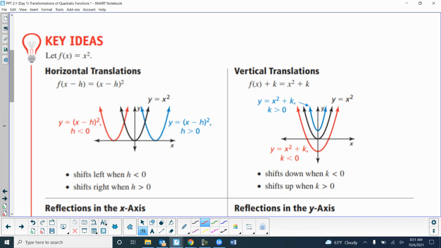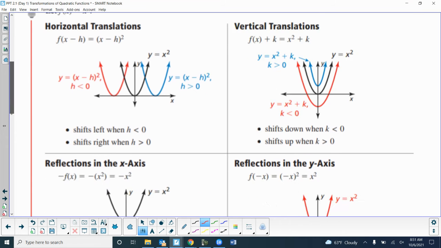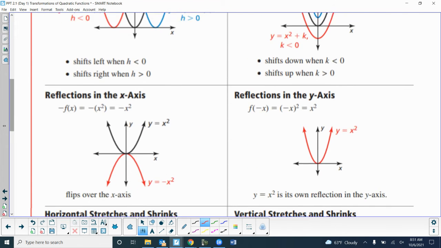All right, vertical translations, it's the k. As the k is positive, it moves up. If the k is negative, it moves down. Stuff we already know. Reflections: about the x-axis, it's a negative for the whole thing. About the y-axis, the negative's inside.